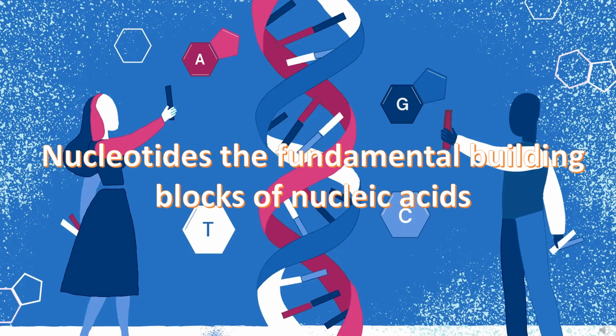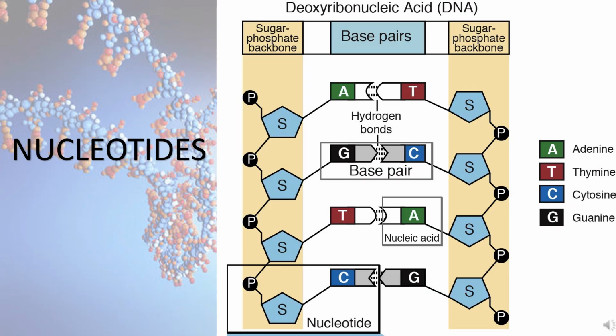But they have strict rules. A only pairs with T, and C only pairs with G, and millions of these pairs create the unique blueprint for your entire body. Think of nucleotides as the ultimate molecular Lego bricks. When you snap them together, they build your entire genetic blueprint, DNA and RNA.